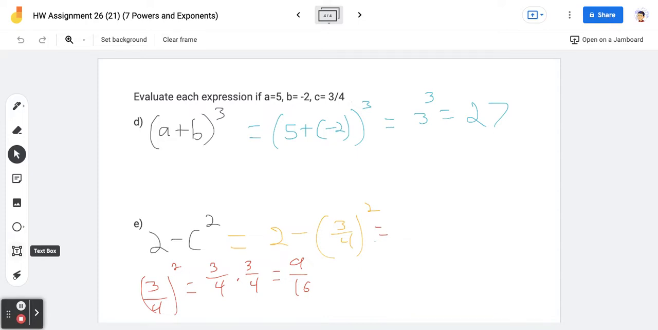So what this ends up being is 2 minus 9/16. All right, let's make equivalent fractions here. So 2 would be 32/16, minus 9/16, which would be equal to 23/16. Can't be simplified anymore.